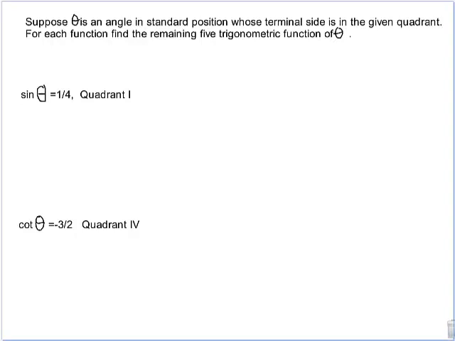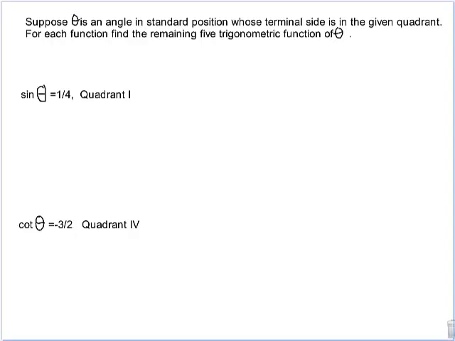We are going to suppose that theta is an angle in standard position whose terminal side is in the given quadrant. We want to find the remaining 5 trigonometric functions of theta. Remember, terminal side just means that that's where your angle is. So that tells us where we're going to draw our angle in. And then from there we can create our right triangle, same way we created our right triangle earlier on Thursday.